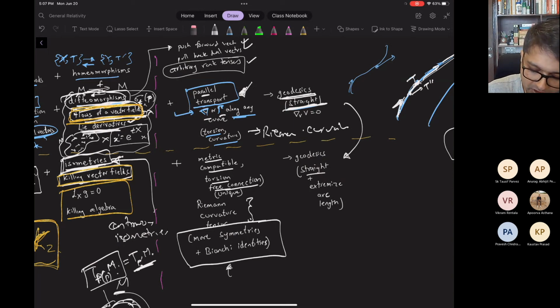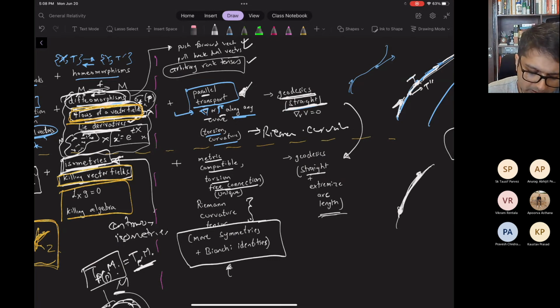In addition to being straight lines, they also extremize the arc length. So they become the shortest or longest possible line connecting 2 points on the manifold. So if a geodesic passes through 2 points, then the geodesic extremizes the distance between these 2 points, where now I have a concept of distance because I have a metric.